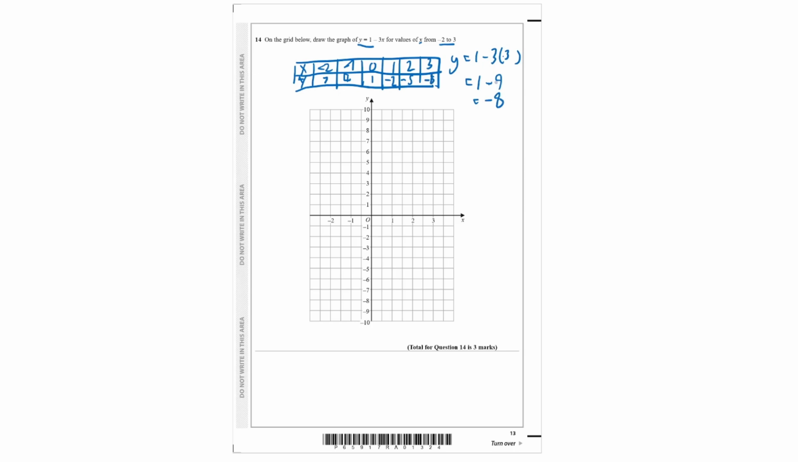So first off, on the x-axis, we start at -2 and we go all the way up to 7, and we put a cross there. Next up, we have -1, which goes all the way up to 4. We put a cross there. At 0, we go up to 1. We put a cross there. And then at 1, we go to -2, so we put a cross there. And at 2, we go to -5, put a cross there. And at 3, we go to -8, and we put a cross there.